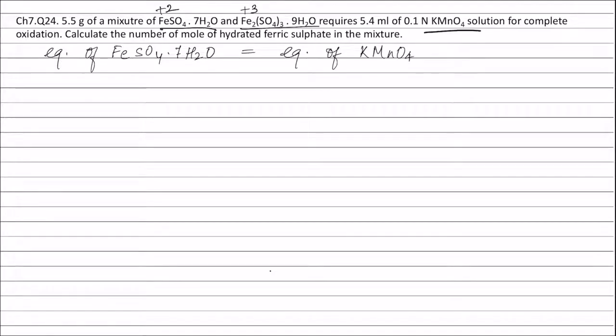Now, equivalents of KMnO4 solution will be equal to normality of KMnO4 solution, that is 0.1 N, into volume of KMnO4 solution in liters, that is 5.4 divided by 1000 liters, and this is equal to 0.54 divided by 1000 equivalents of KMnO4, or 0.54 divided by 1000 equivalents of FeSO4.7H2O.